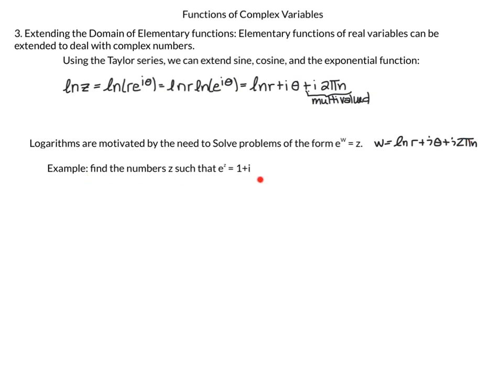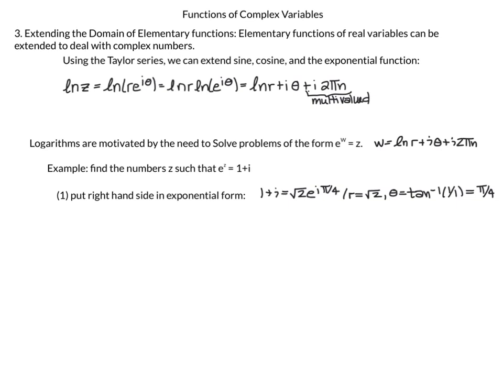The example is to find the number z such that e to the z is equal to 1 plus i. To solve this equation, e to the z equals 1 plus i, we're going to use a three-step process. The first step is to put the right-hand side in exponential form.